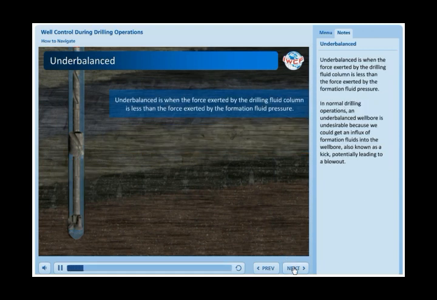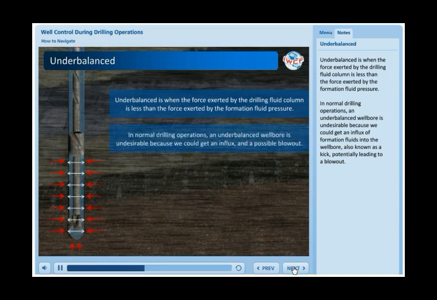Underbalanced is when the force exerted by the drilling fluid column is less than the force exerted by the formation fluid pressure. In normal drilling operations, an underbalanced wellbore is undesirable, because we could get an influx of formation fluids into the wellbore, also known as a kick, potentially leading to a blowout.